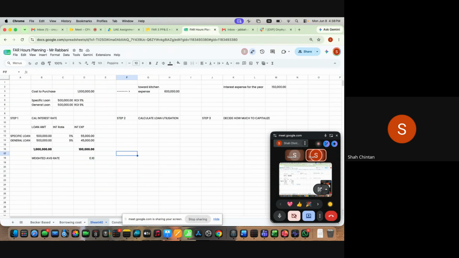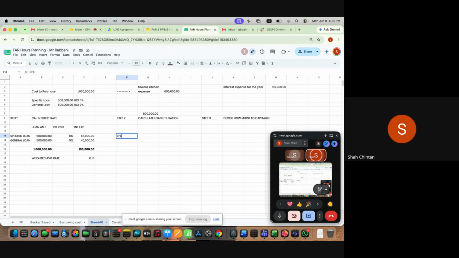Now, second, loan utilization. Whenever you have utilized a loan, you have to decide how the utilization has taken place. So your total expenses are 600,000. Now you have to decide how the loan is utilized. If the loan is utilized for the specific purpose, then the specific rate of interest will apply. Otherwise, the general rate of interest will apply. So by default, common sense says that if you have taken a specific loan to do a specific task, first of all, the money will go out for the specific purpose.